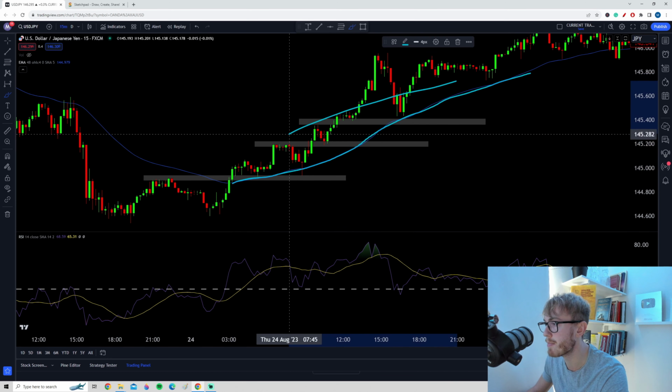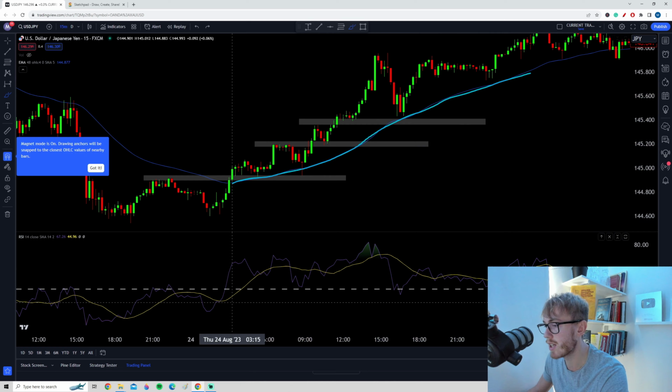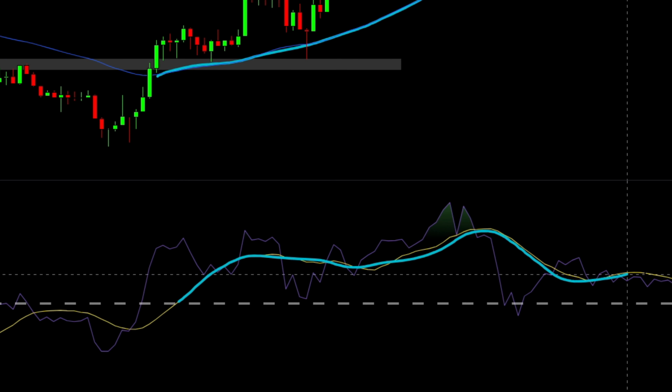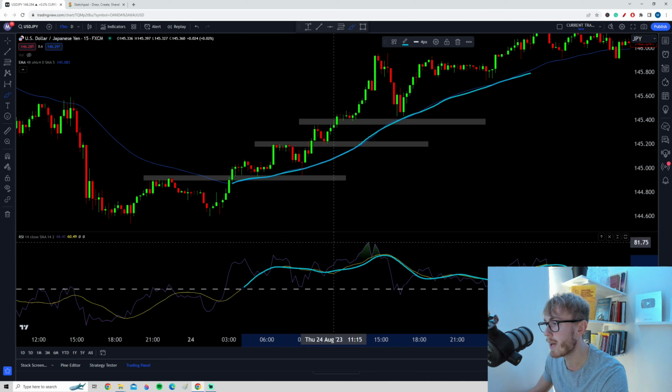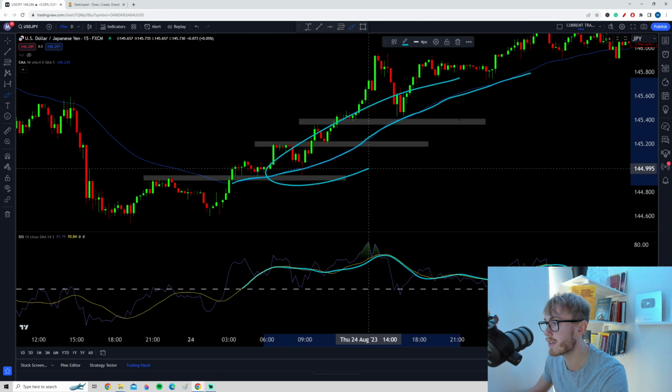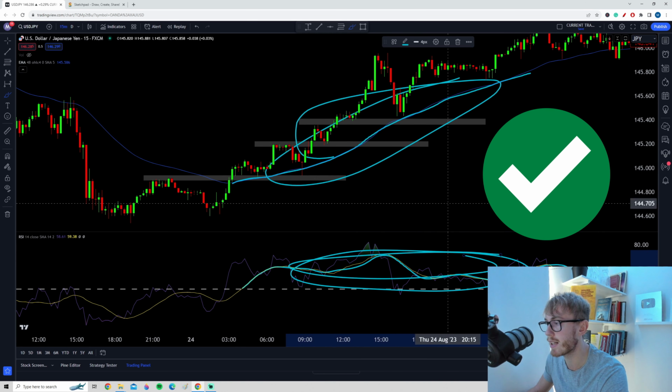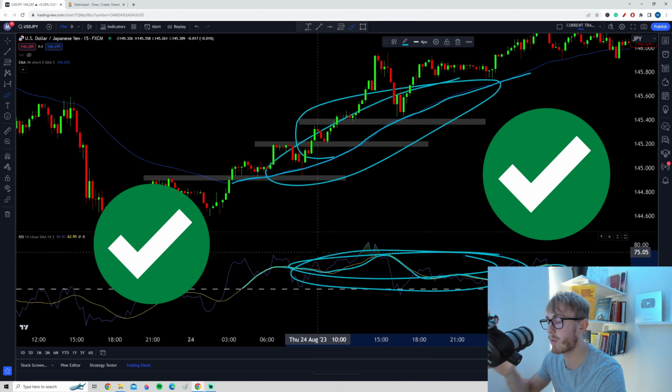And remember guys, we only want to take our trade in an established uptrend, so it's important that the price is above the moving average, and we also want to see the RSI here trading above the 50% line. So if we have the price above the moving average and the RSI above the 50% line, then we are looking out for our entry points.